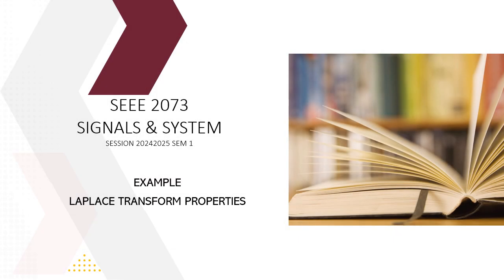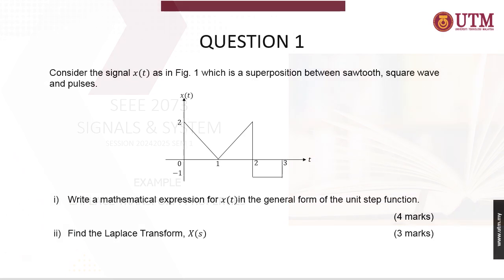So today we are going to discuss some examples on the first part of the fourth chapter, Laplace transform properties. Okay, let's read the first question. Given a signal as in figure 1, which is a superposition between sawtooth, square wave and pulses.